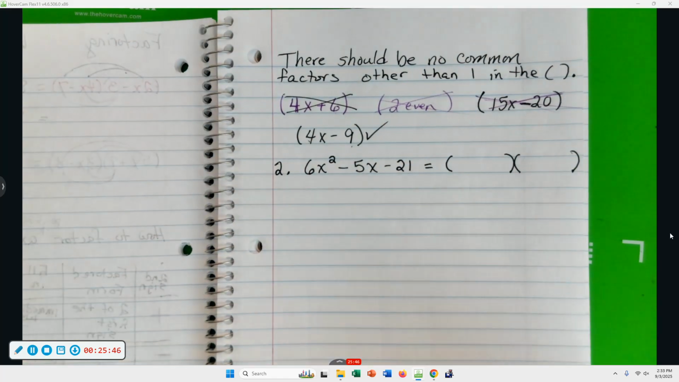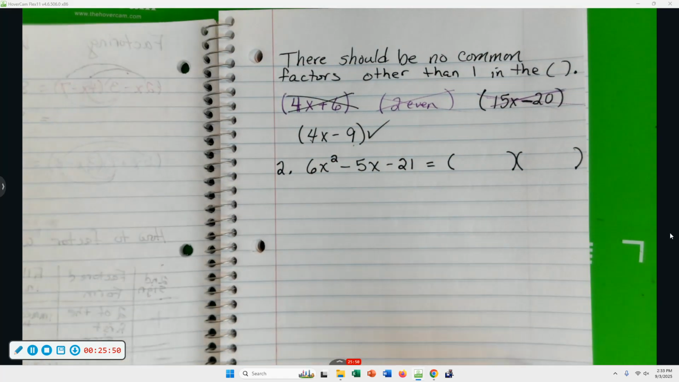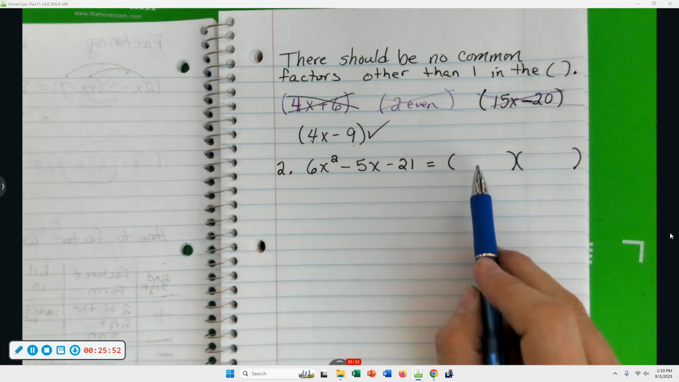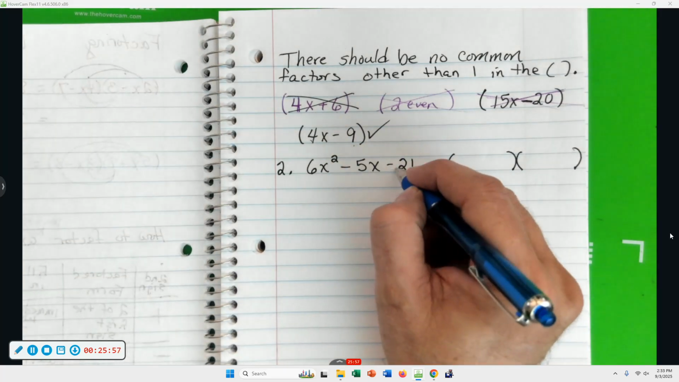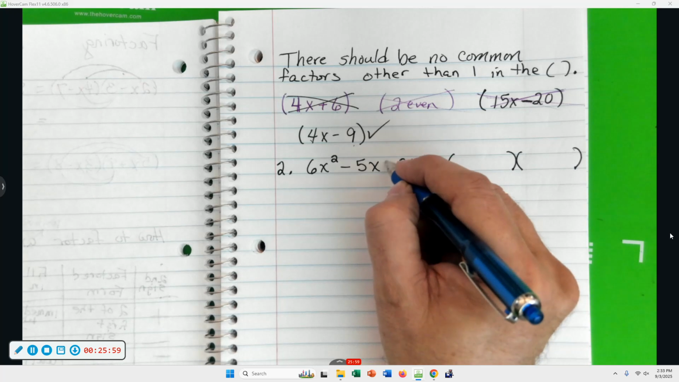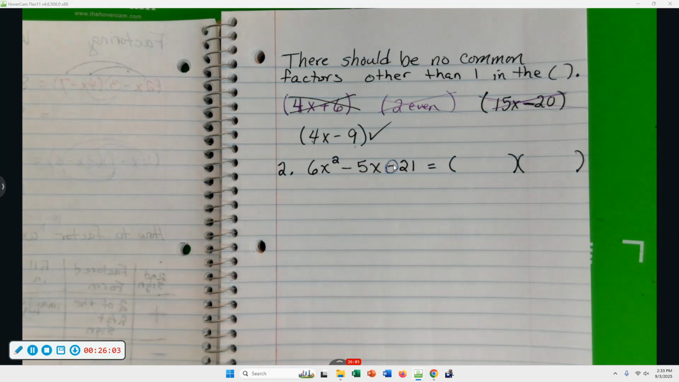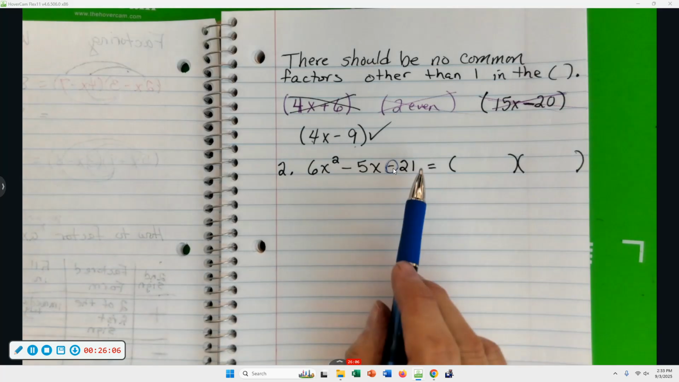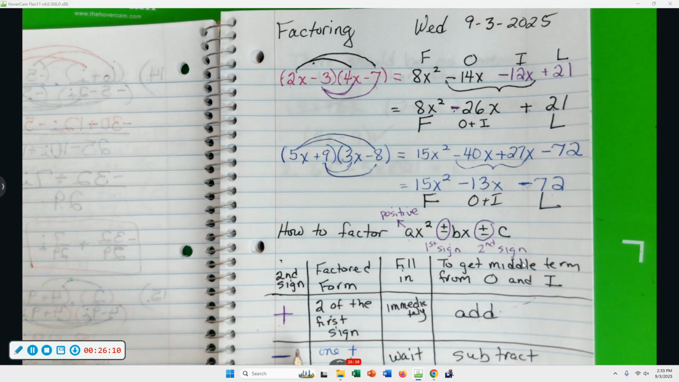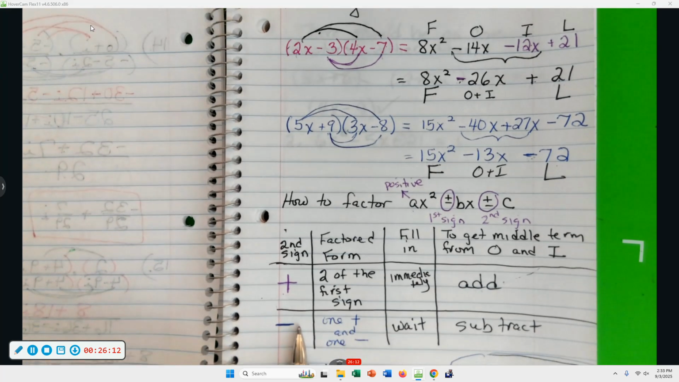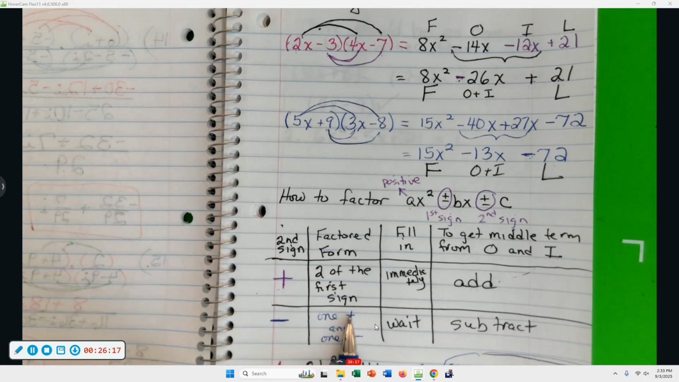Okay. Well, what do we know about the signs? Will there be a plus plus, a minus minus, or one of each? Look back. The second sign is what? Look at the second line of the table. If the second sign is minus, one plus and one minus.